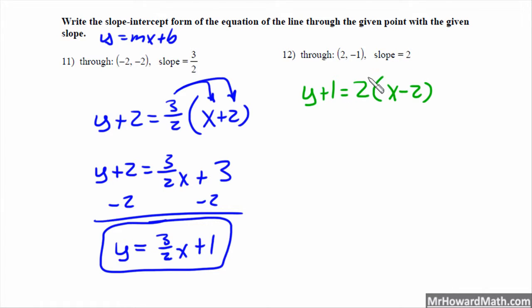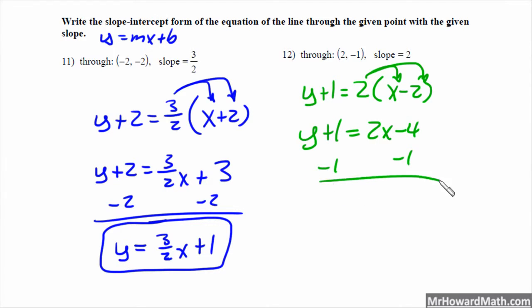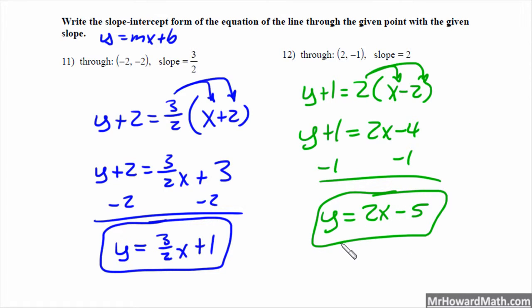Okay, so we want slope-intercept, so we distribute so we can see what we're working with. Y plus 1 equals 2x minus 4. Now subtract the 1 so that y will be by itself. That's the goal of slope-intercept. So y equals 2x. Negative 4 minus 1 is minus 5. So there it is in slope-intercept form.